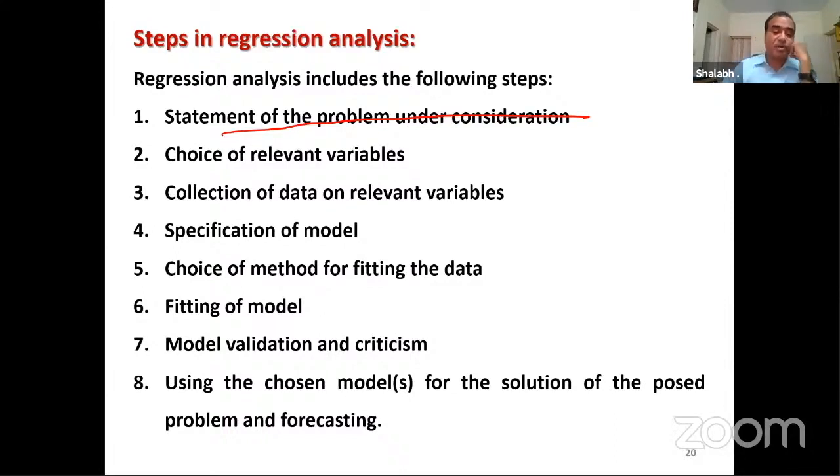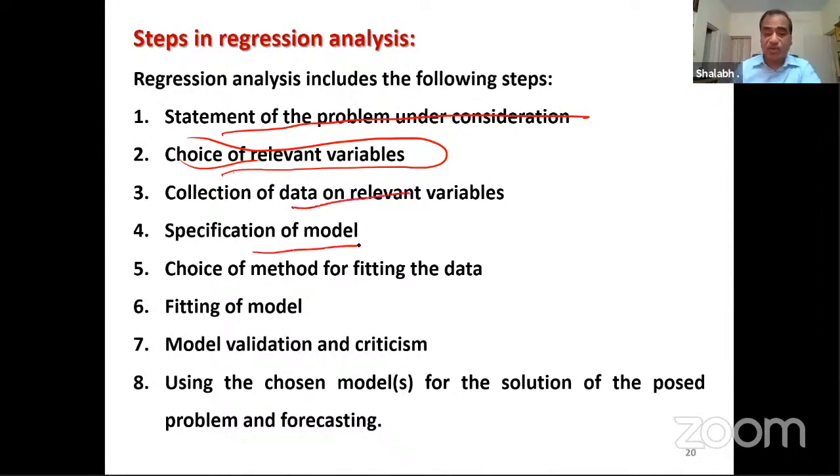So the statement of the problem should be very clearly specified: what we really want to know, and then how this process is going to affect that outcome. For example, if you are studying the marks, then marks are going to depend on the number of hours students study and whether they submit the assignments. Similarly, in agriculture, the crop is going to depend on many other factors, the temperature, fertilizer, etc. So you have to choose the relevant variables, and then you have to collect the data on those variables.